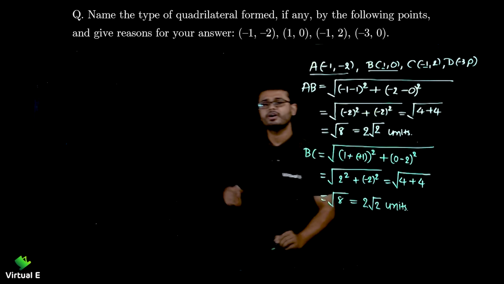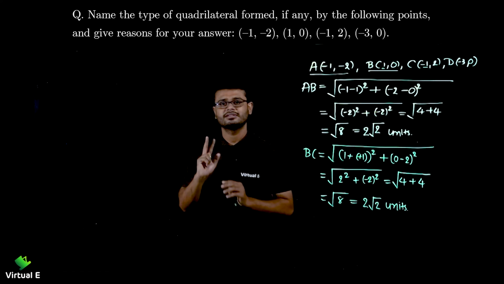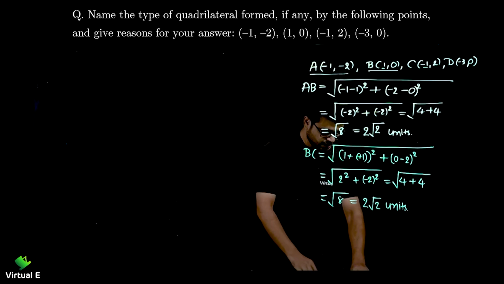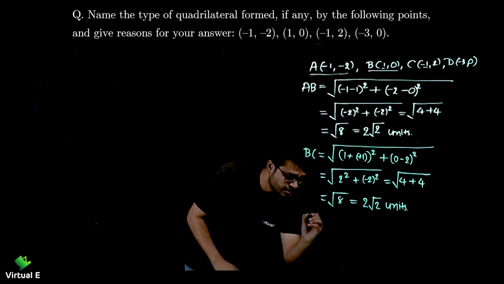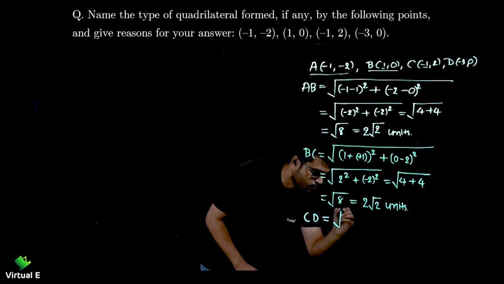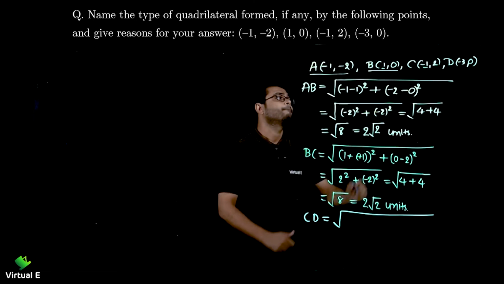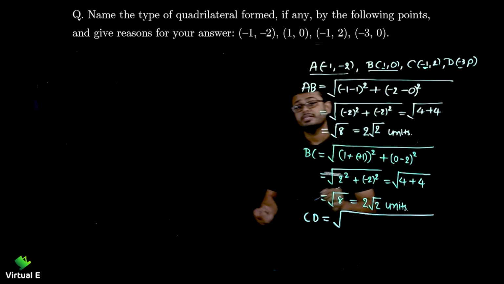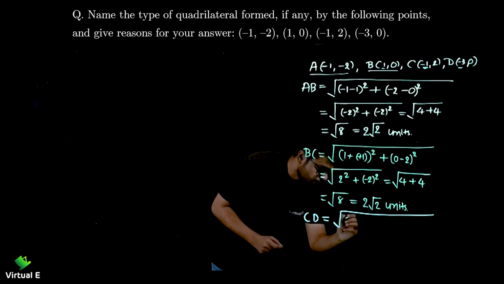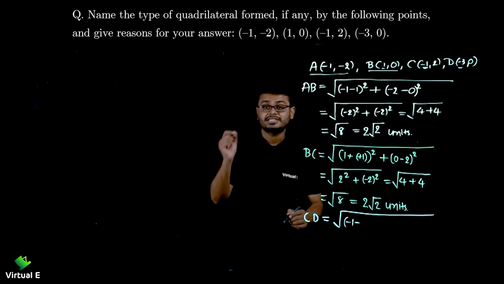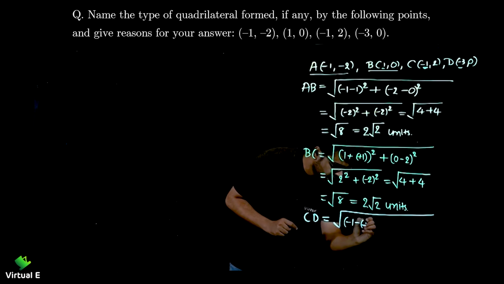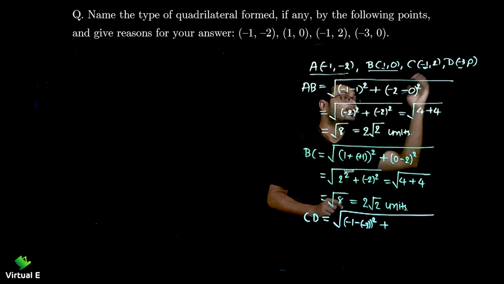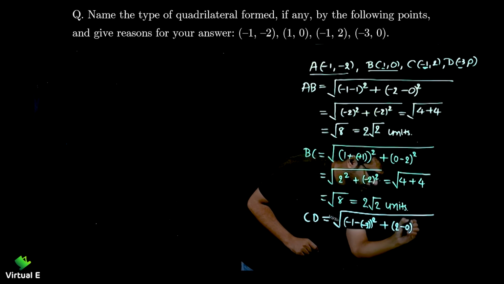So far we can conclude one thing, at least two sides are equal, right? Let's go and find the third side, which is, now I'm going to find CD. So let's do calculation for CD. CD is equal to square root of, okay, now my x1 will be what in this case? Minus 1. My x2 will be what? Minus 3. So I'm going to do minus 1 minus for the sign and minus 3 of the coordinate whole square plus what is my y1, which is 2, and y2 0. So 2 minus 0 whole square.